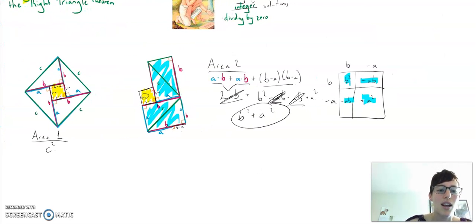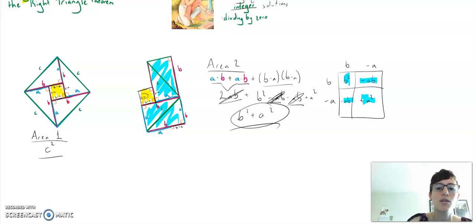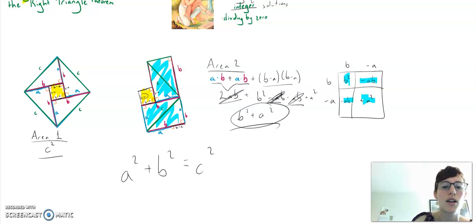And it looks like area 1 was c squared. Area 2 was b squared plus a squared. That means we've got a squared plus b squared is equal to c squared. Right triangle theorem strikes again. Thank you, Bhaskara.